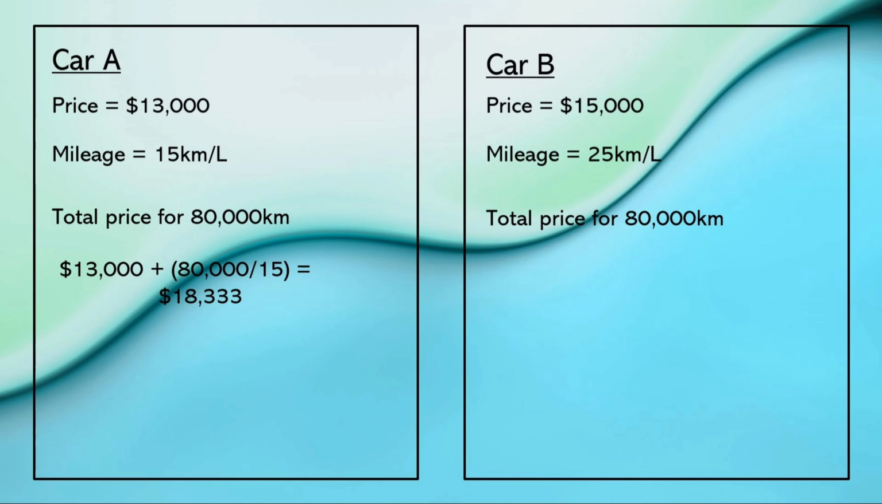So in total, car A costs $18,333 while car B costs $18,200. And after calculating the following, you can see that in the long run, car B is less expensive than car A. And this is how algorithms can help in solving complex problems.